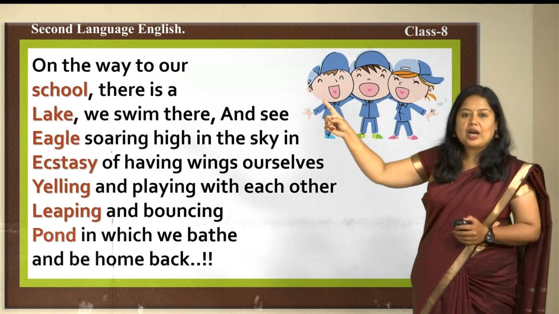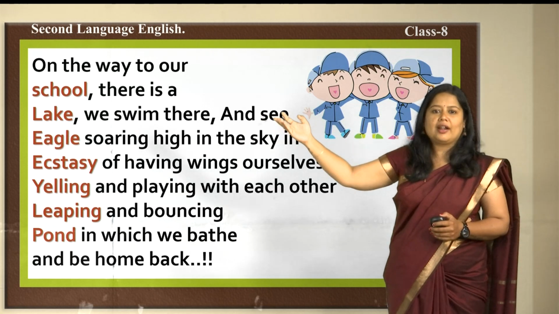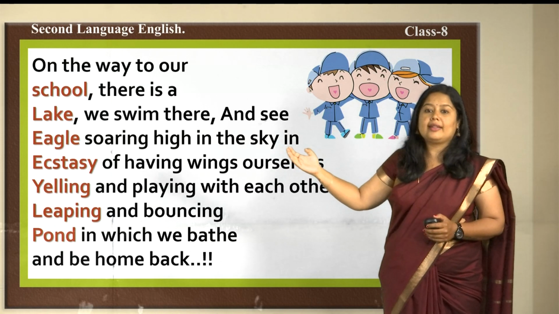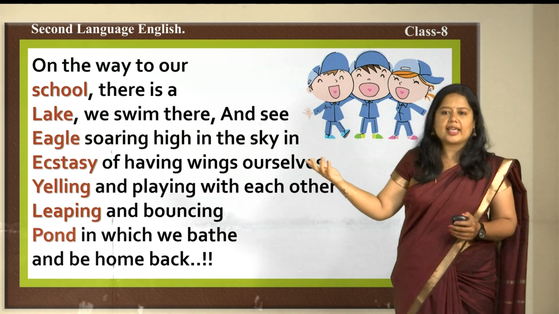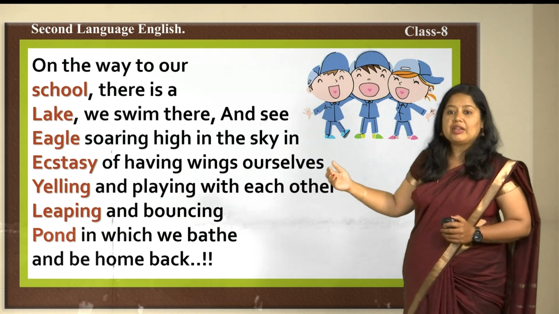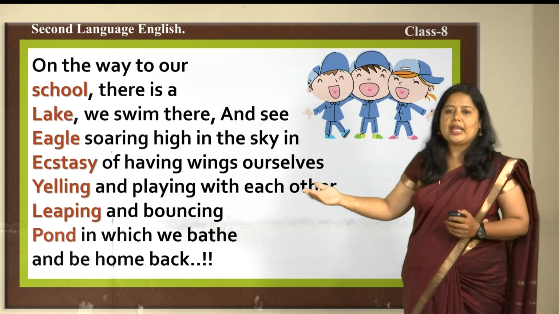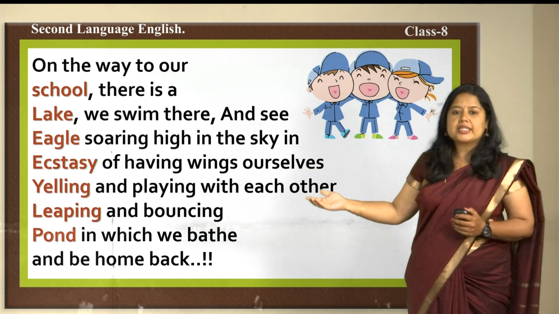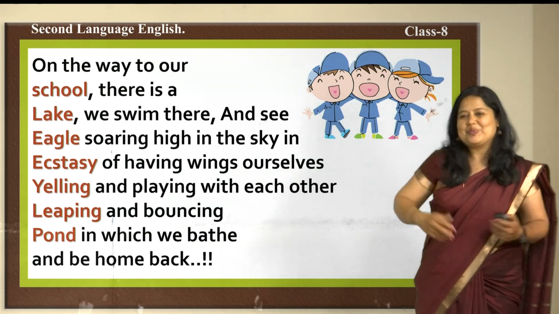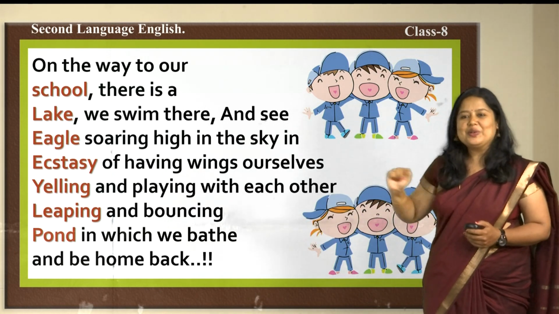On the way to our school, our first word, there is a lake. Second word, we swim there and see an eagle soaring high in the sky in ecstasy. Ecstasy, the joy of having wings ourselves, yelling and playing with each other, leaping and bouncing, a pond in which we bathe and come back home. So, your paragraph starts with school and ends with home.